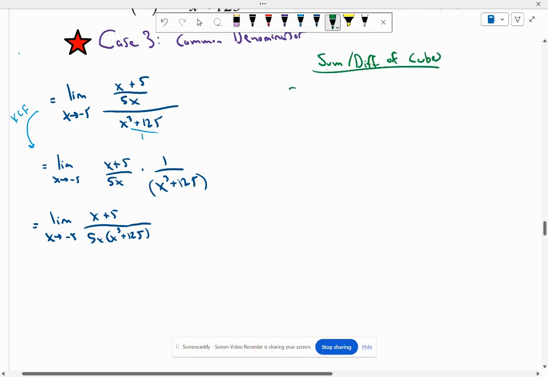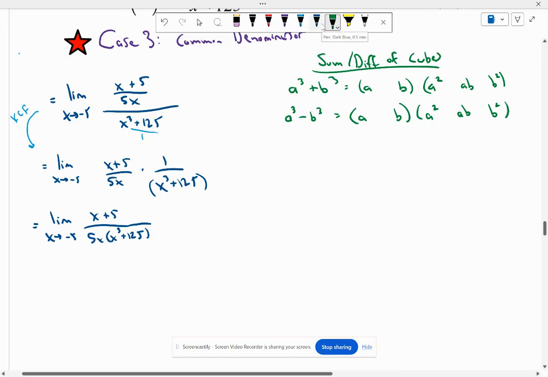Here's where we need it. So if you have something in the form of a cubed plus b cubed, or a cubed minus b cubed, those will always factor to what I'm about to show you. One thing when I set this up is I recognize that this is the pattern for the two factors, and then to find out where the pluses and minuses go.